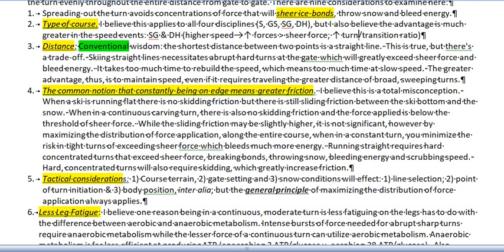I mean, it's not a risk, it's going to happen. If you concentrate that turn in too short a space and time, you're going to exceed shear force, break ice bonds, throw snow, right? Have skidding, scraping, friction, and all that's going to bleed much more energy. So running straight lines requires hard concentrated turns that exceed shear force, breaking bonds, throwing snow, bleeding energy, and scrubbing speed. Hard concentrated turns will also require skidding, which greatly increases friction.